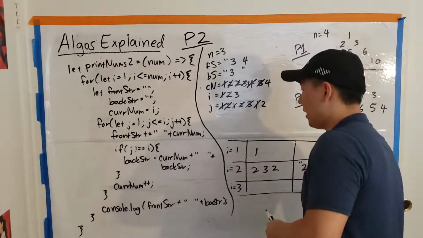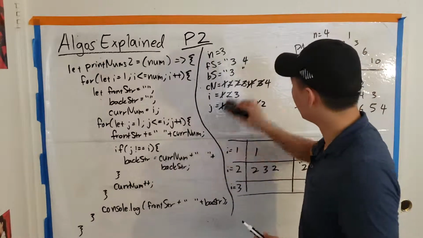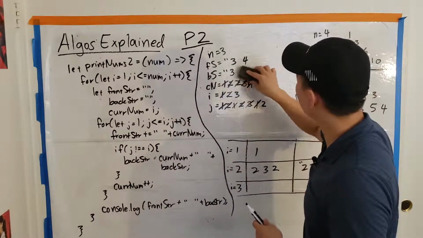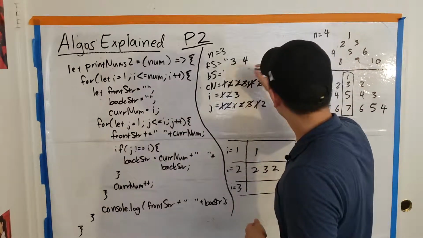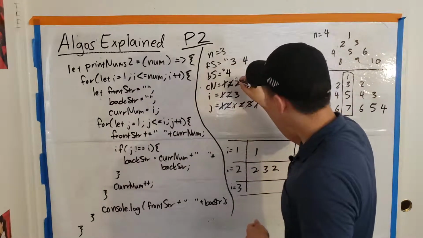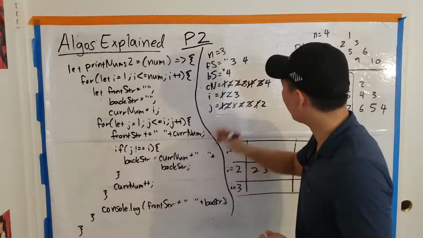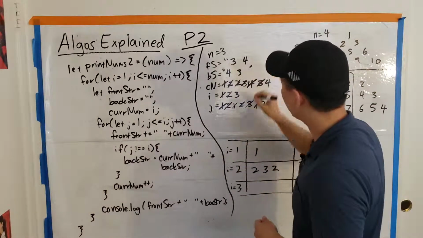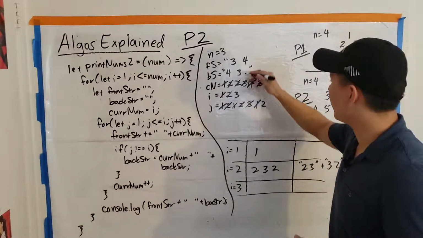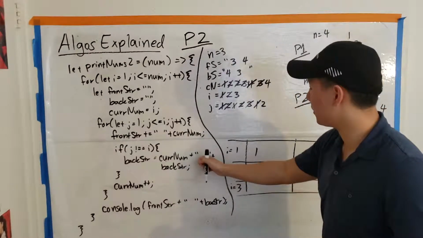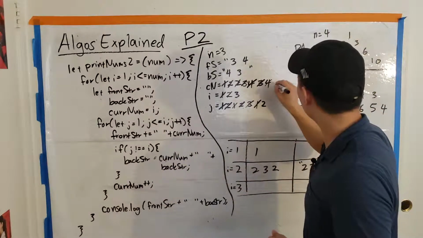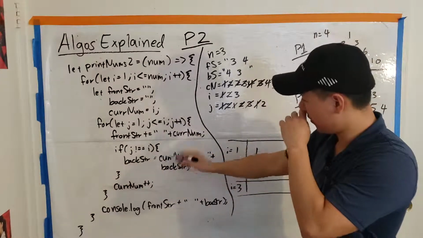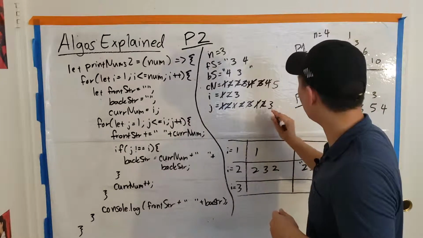I'm hoping we all understand the concept of this, but remember backstring was just a 3, and so we add current num, which is a 4, plus a space, plus whatever our backstring was, which was just a 3. So it looks something like that, and it did have a space behind it because the first time we added a space, and we did that. Current num, we increment that to a 5, and we increment the J now, so that's a 3.